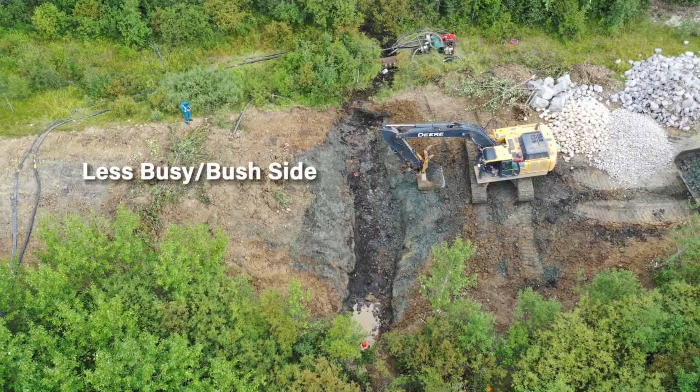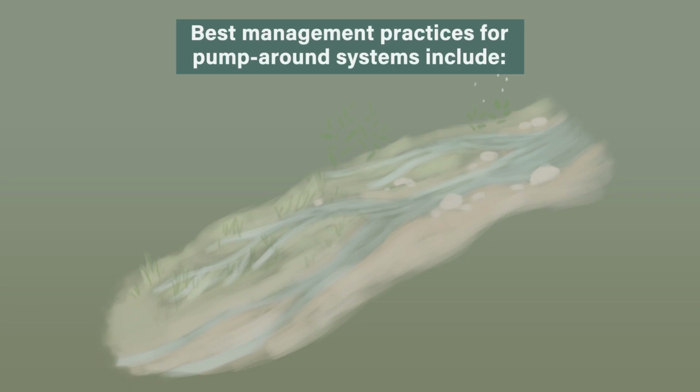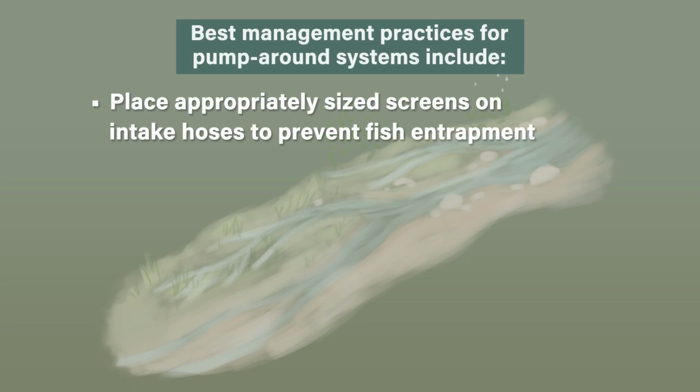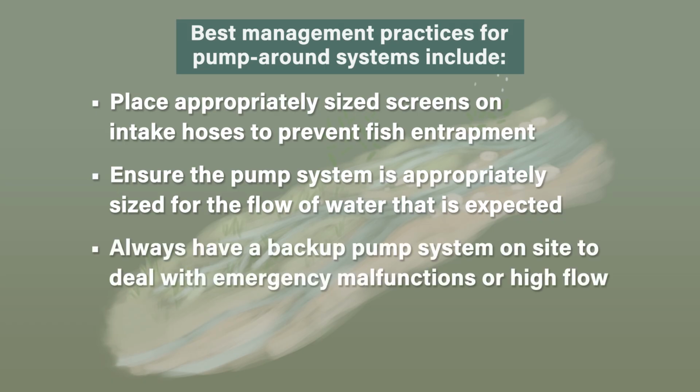Make sure to install the pump on the side of the watercourse that is furthest away from the site access or busy area so that it is out of the way. Best management practices for pump-around systems include: place appropriate sized screens on intake hoses to prevent fish entrapment. Follow Department of Fisheries and Oceans Canada fish screen guidelines. Ensure the pump system is appropriately sized for the flow of water that is expected. Always have a backup pump system on site to deal with emergency malfunctions or high water flow.